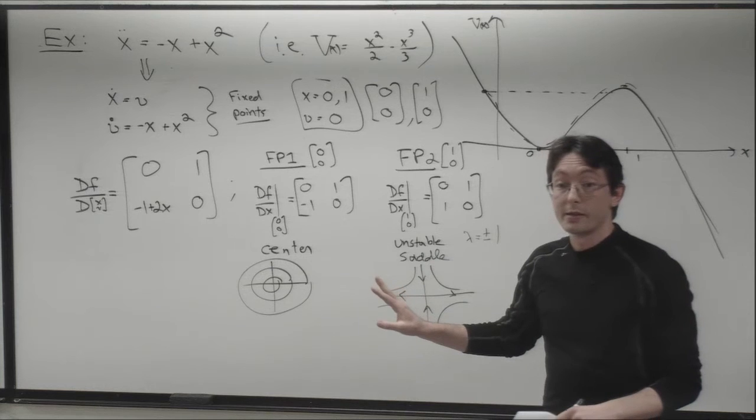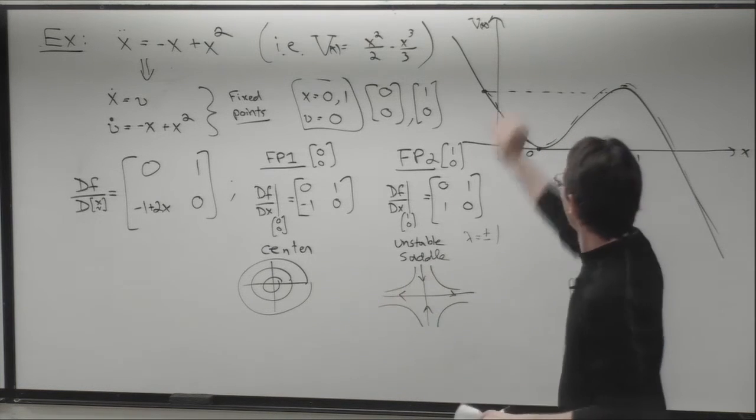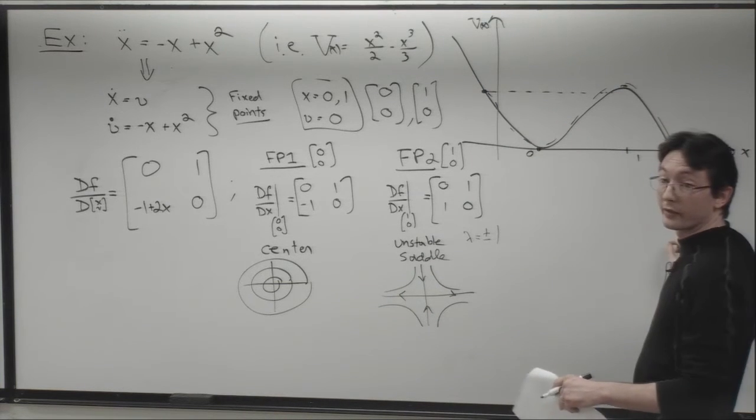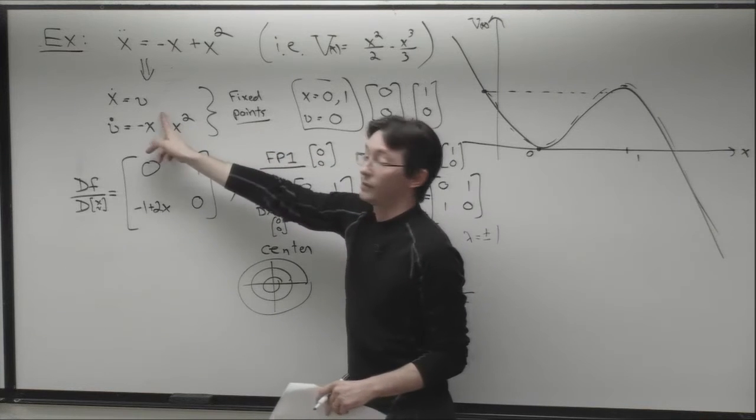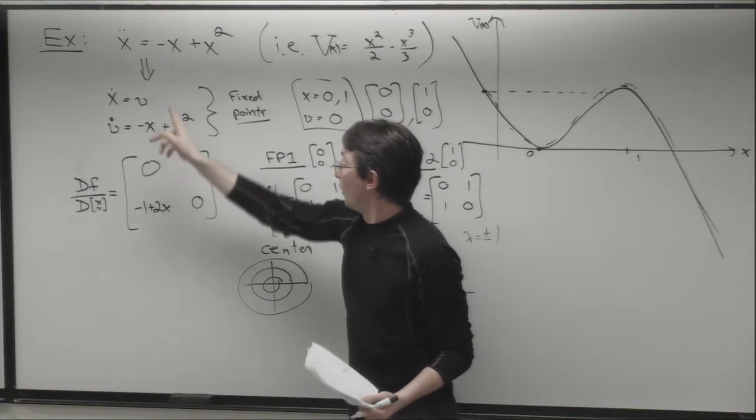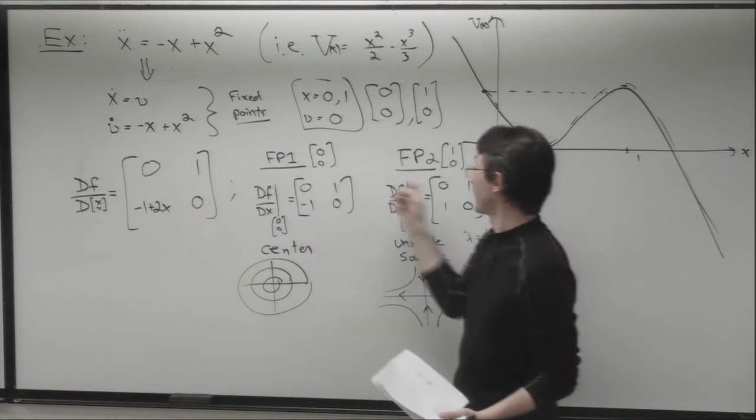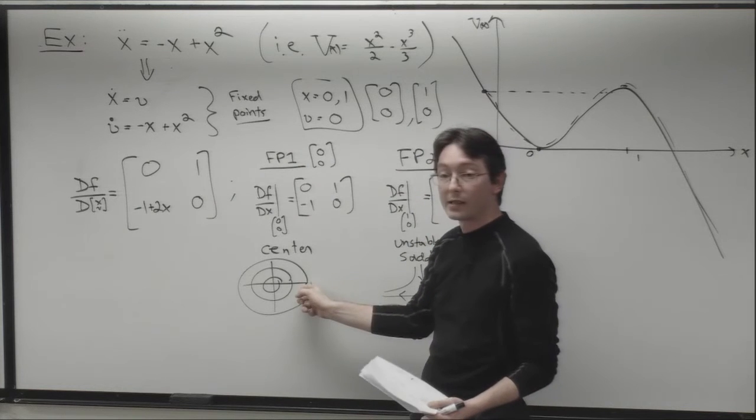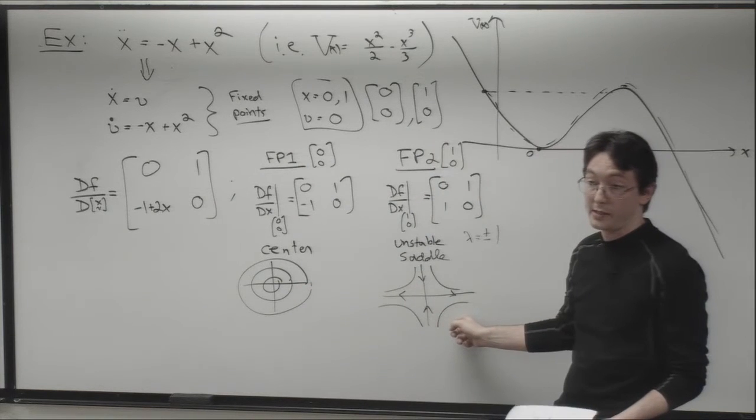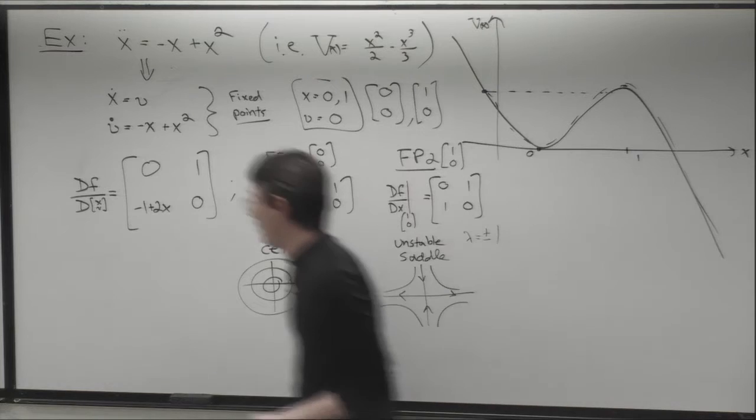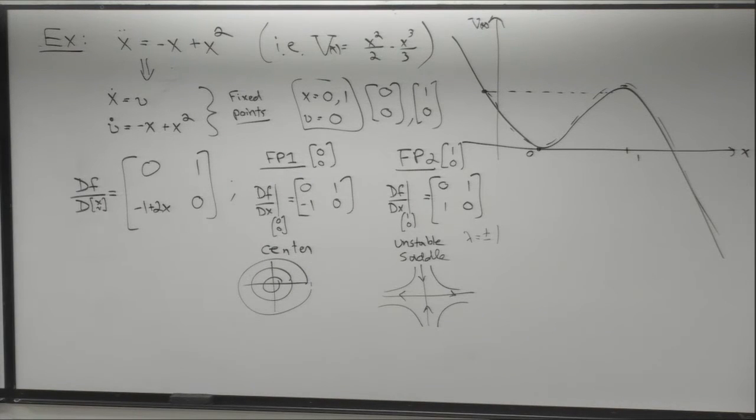Okay, good. Any questions so far? We have a particle on this potential surface. We wrote down the equations using F equals ma. We've linearized about our two fixed points, and we find out that one of them is stable and one of them is unstable. It's a saddle. Okay. So now we're going to draw the complete full phase portrait of this problem and see if it makes physical sense.